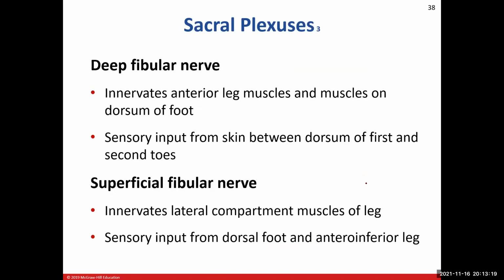The deep is going to innervate the muscles on your shin, your anterior leg muscles. That's going to contribute to dorsiflexion there. And it'll also innervate the muscles on the top of your foot. Again, those will help to extend the toes, and the anterior leg muscles will help to dorsiflex your ankle there. And it's going to get its sensory input from a small portion of skin between your first and second toe. So here's your big toe, and then right next to it is your second toe.